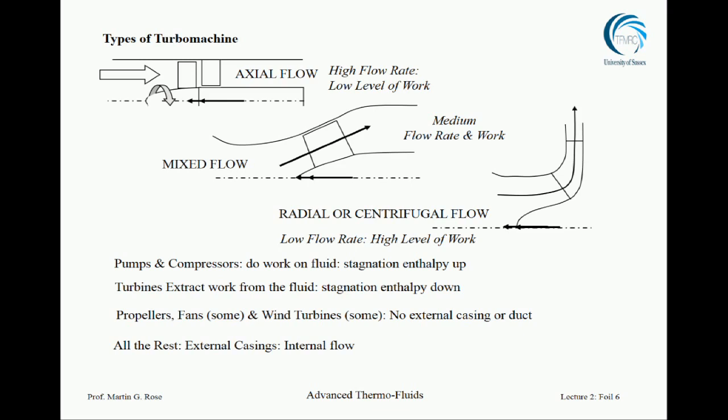Centrifugal sometimes and radial some other times, but the two names are equivalent. The important thing about the radial is the flow enters axially, turns through a corner and leaves radially. Leaving radially means that the blade speed climbs as the fluid goes through the impeller. The Euler work equation will show you why that is important. So the centrifugal machine tends to do a great deal of work.